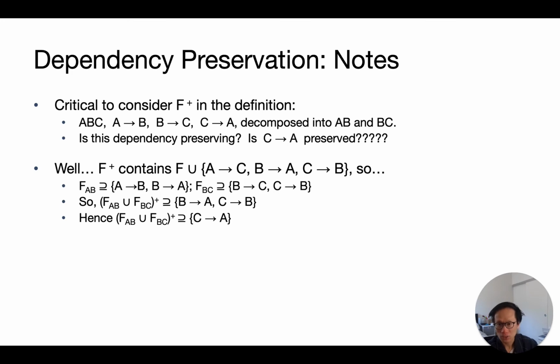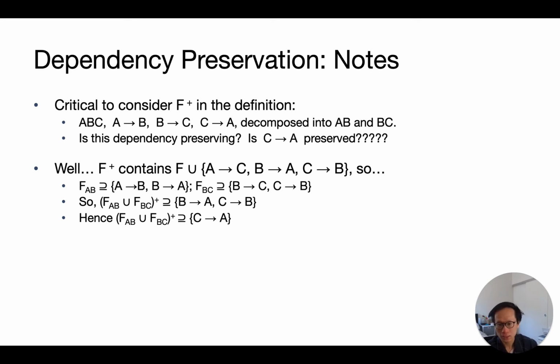Well, obviously C is in one table and A is in a completely different one. So we might think that's not really dependency preserving, but let's be a little bit more careful. F plus, the closure of F, contains F, and it also contains A determines C by the transitive rule because we know A determines B and B determines C. It also contains B determines A by the transitive rule because B determines C and C determines A. And it contains C determines B, again by transitivity.